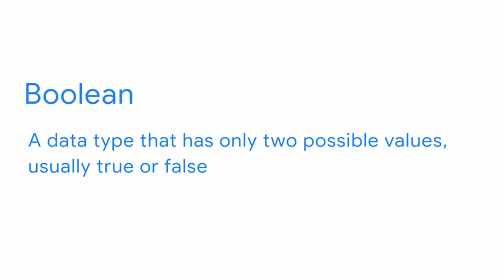You've learned about data types like integer, string, and float. Another data type is Boolean data. This is data that has only two possible values, usually true or false. The word Boolean comes from George Boole, a 19th century English mathematician.